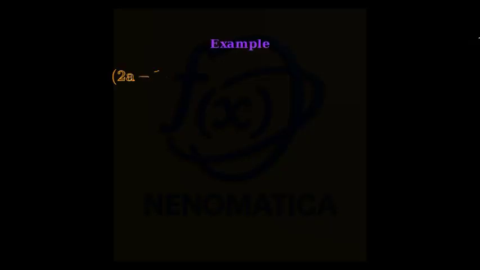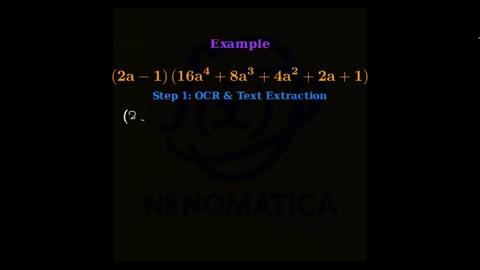We display the word example, then the problem in bold orange LaTeX. Step 1. OCR and text extraction. We recognize the expression as (2a minus 1) times (16a to the 4th plus 8a to the 3rd plus 4a squared plus 2a plus 1). All symbols are standard, so no replacements are needed.